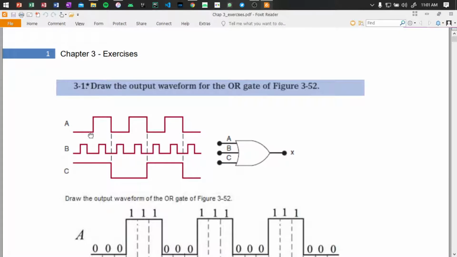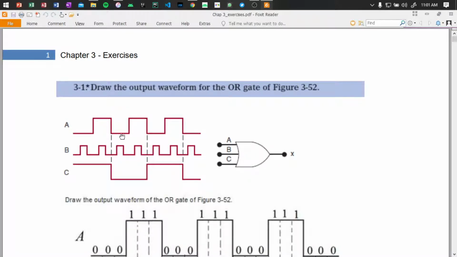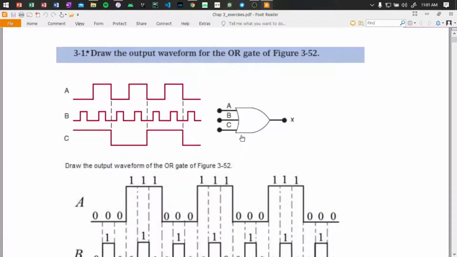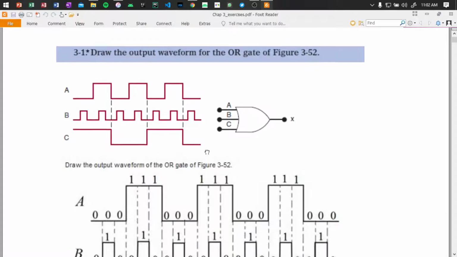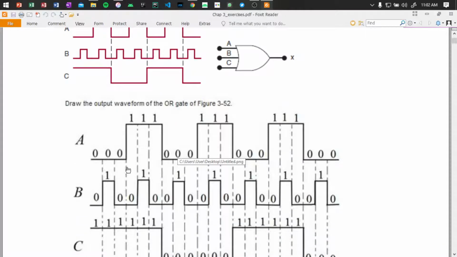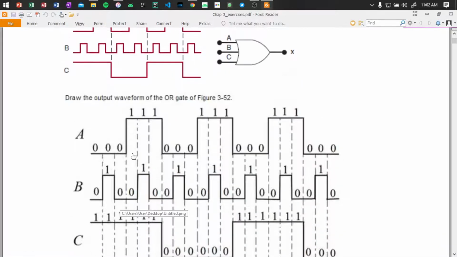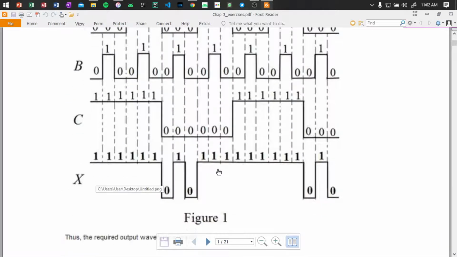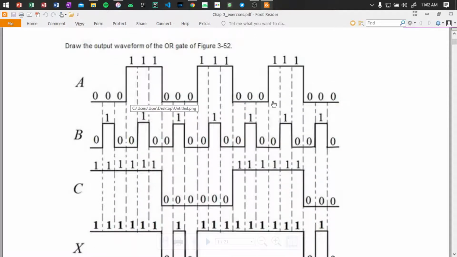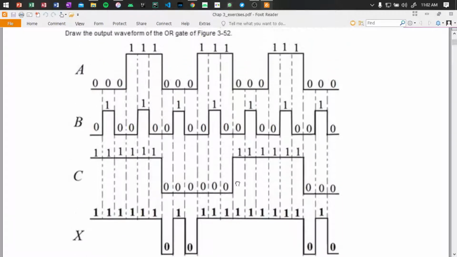This is a NOR gate, with ABC inputs and the X output. So let's draw the output waveform of the OR gate. As you can see, don't forget, this is really important, because this is how we do the X here. This is the best way to draw the table to find the X, really easy here.